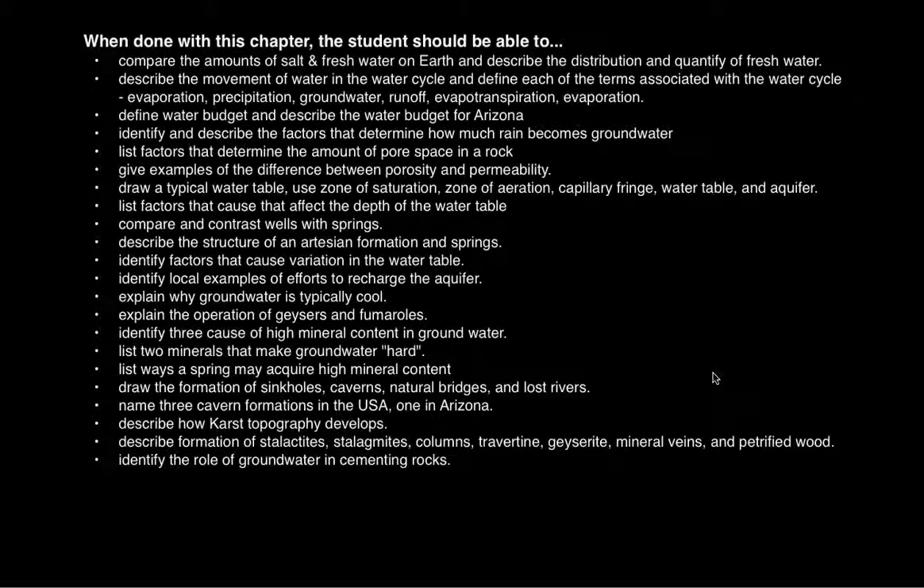Now groundwater. Here's what you're going to cover in this chapter. You're going to compare the amounts of salt and fresh water on Earth. You're going to describe the movement of water in the water cycle, although we've already done that, so I don't know that we're going to cover it much more. We'll define the water budget for Arizona. We'll identify and describe factors that determine how much rain becomes groundwater. We will list factors that determine the amount of pore space in rock. We'll give examples of the difference between porosity and permeability. We will draw a typical water table.